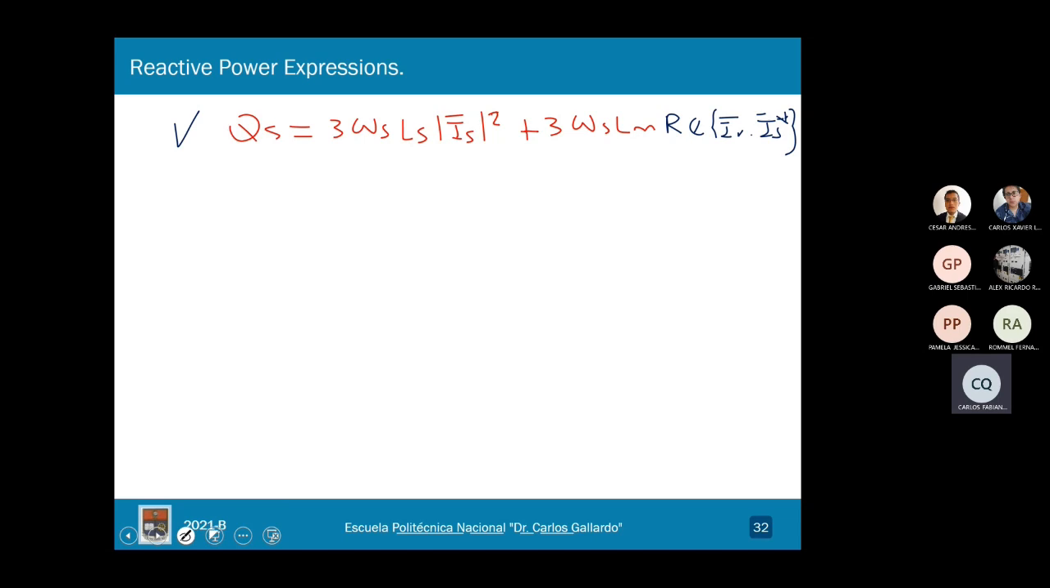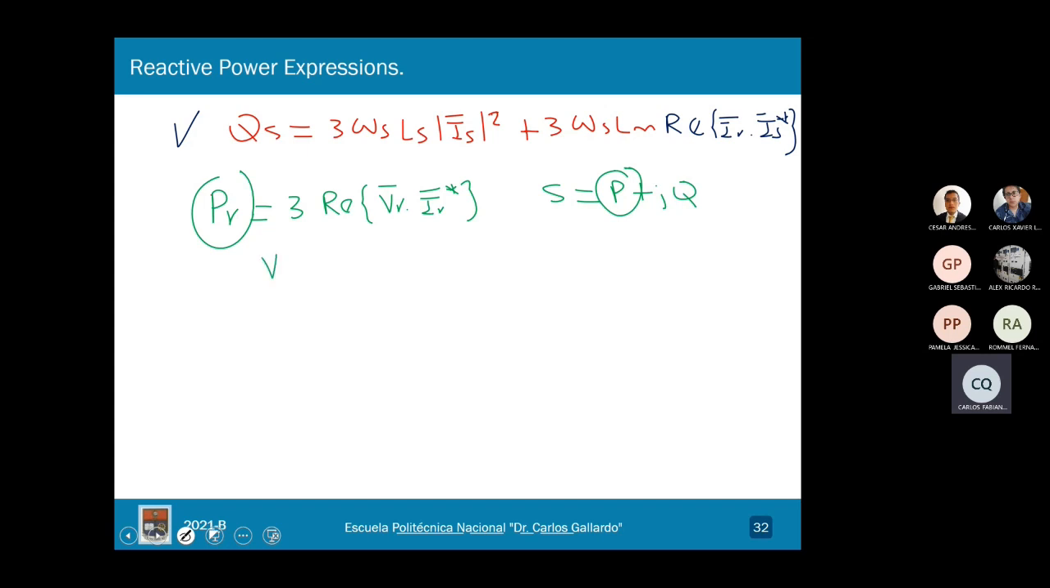In a similar way, I am able to derive the rotor reactive power. From the previous class we know the rotor active power is equal to 3 times the real part of the rotor voltage times the rotor current. By definition, the complex power is equal to the active power plus the reactive power. The real part is the active power, and the imaginary part is the reactive power.